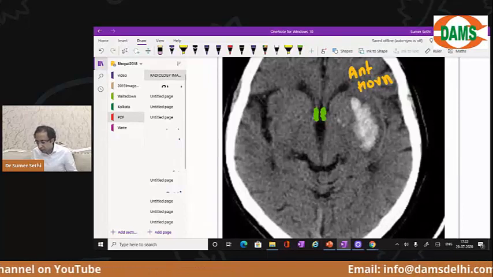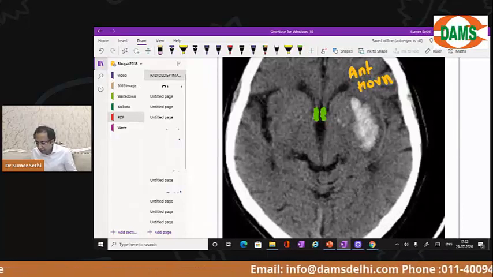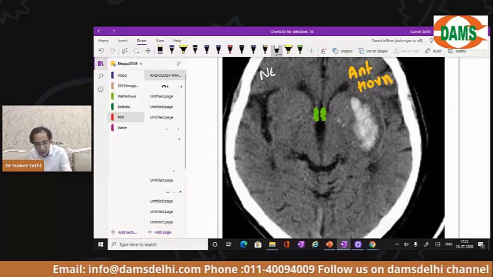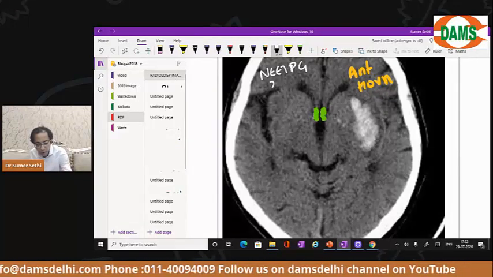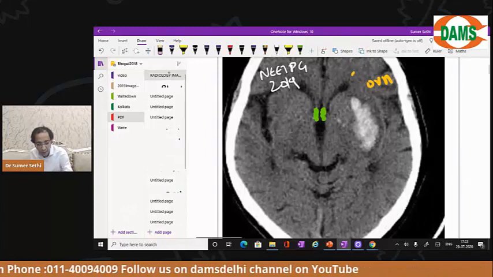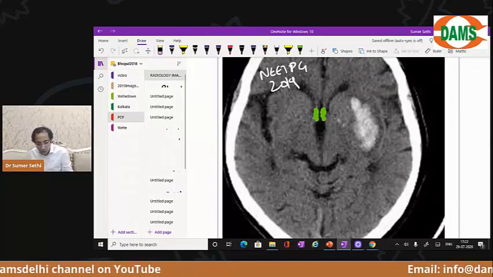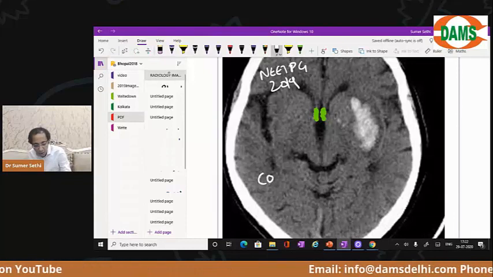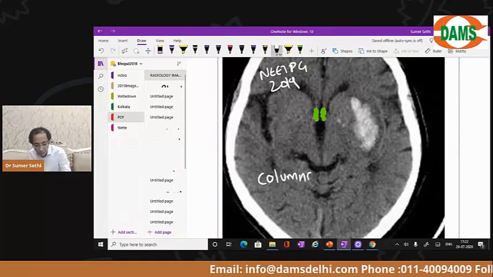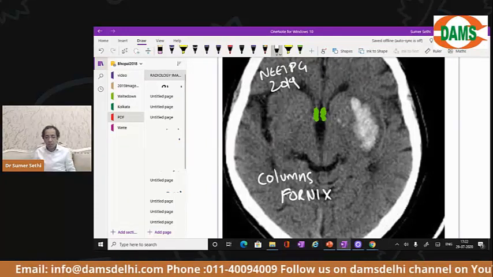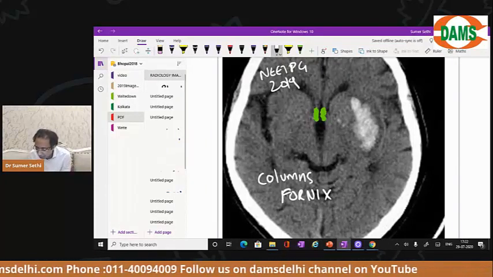Okay, now can anybody tell me what this green colored structure marked is, which was asked in NEET PG 2019? This was the same image which was there in the exam. Can any one of you tell me here? This was the image in the exam, tell me. So these are your anterior columns of fornix. Okay, these are your anterior columns of fornix.